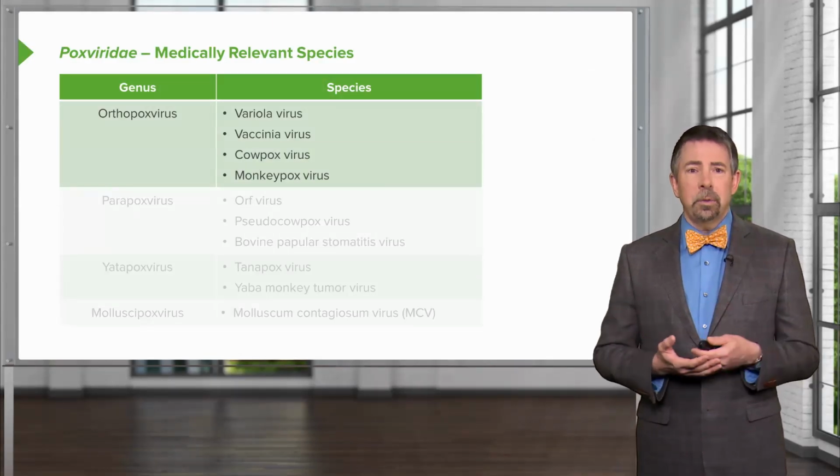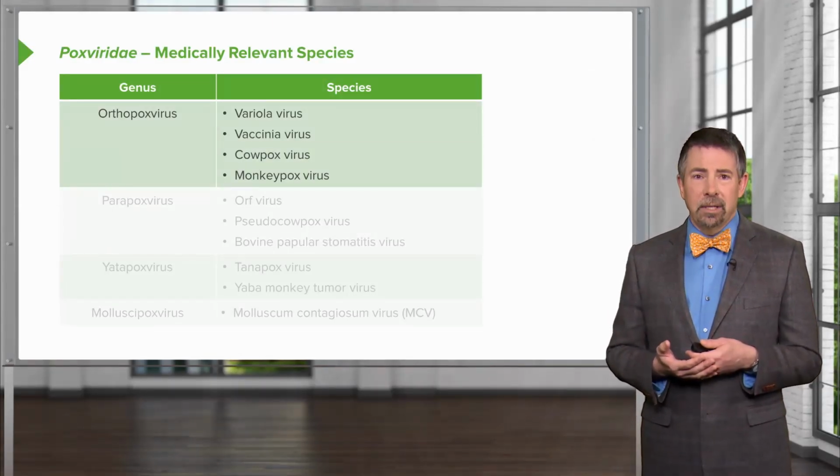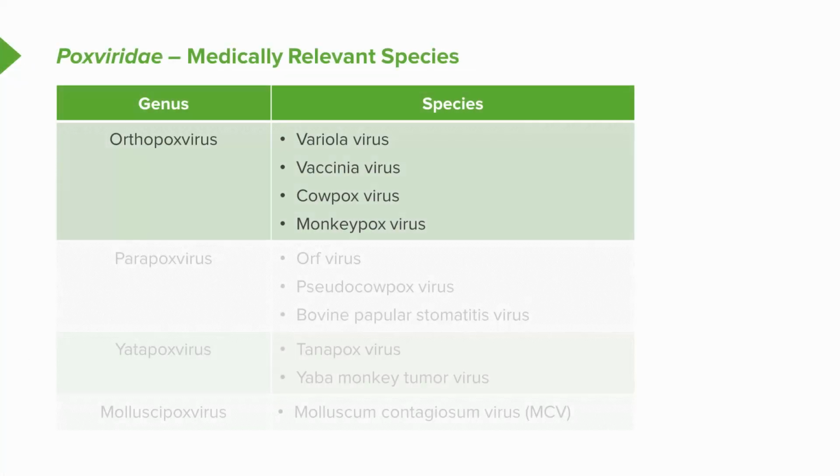There are several different important pox viruses that we need to consider. The first, and perhaps the most prominent, are the orthopoxviruses. And you can see on the slide the specific species: variola virus, vaccinia virus, cowpox virus, and even monkeypox virus. So, as we'll see, these are associated with smallpox or smallpox-looking infections.